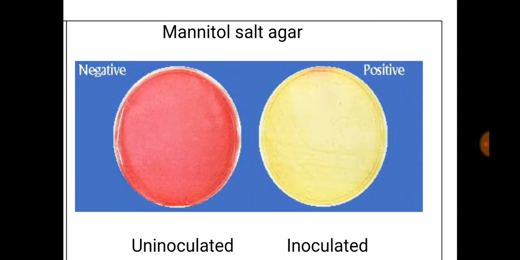Other than that, you need to remember the most important culture media of this one. In fact, the best selective media used for Staph aureus is named mannitol salt agar. Okay, you can see the uninoculated one on this side, and after inoculation this turns to this yellow color.